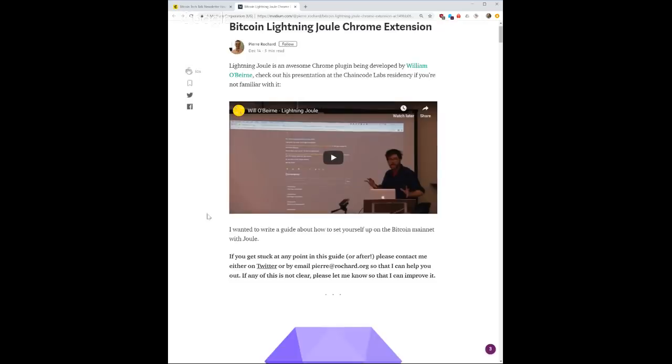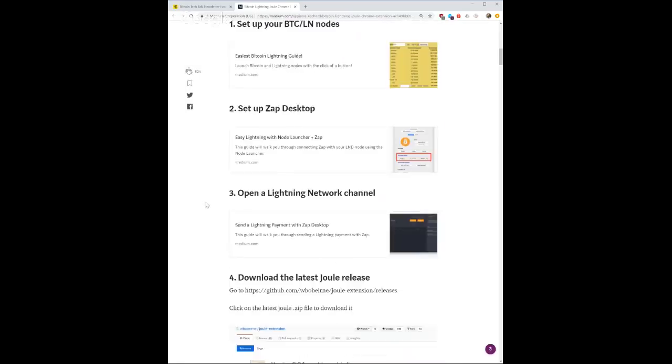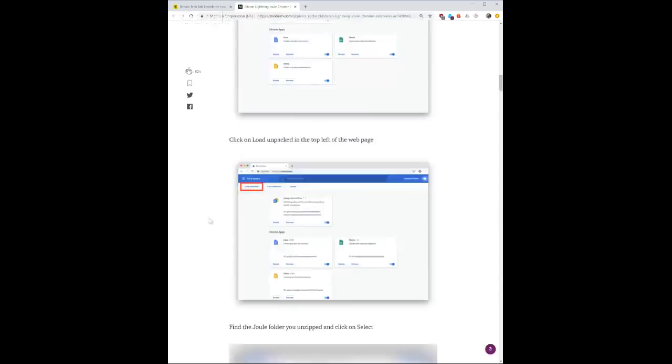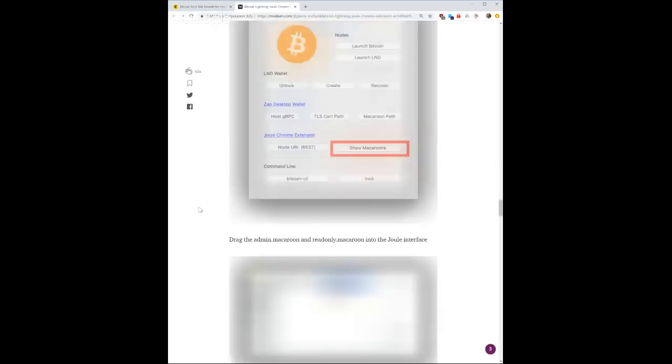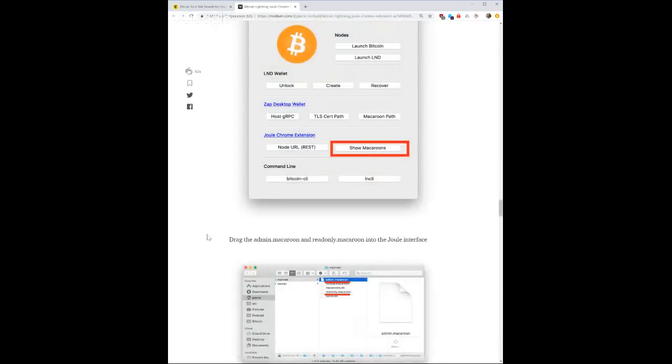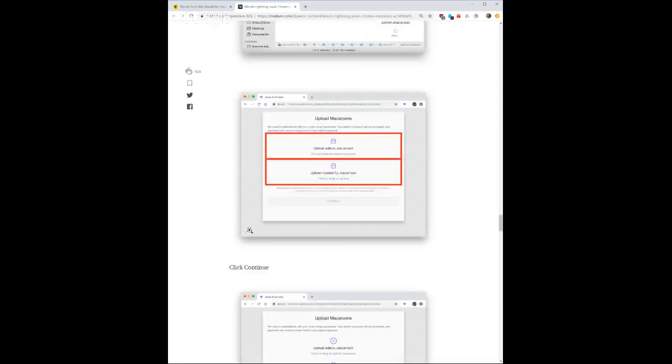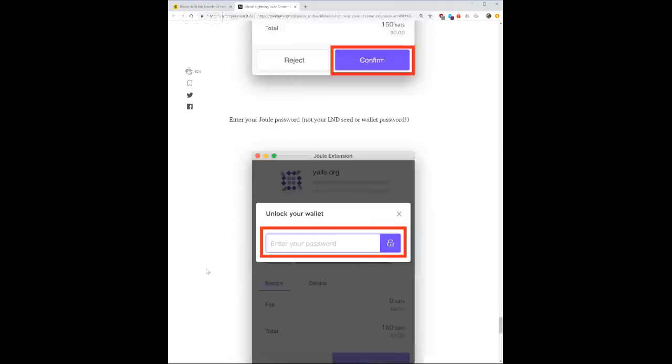All right. And if you want instructions on setting up Joule, Pierre Rochard has written up very thorough and easy to follow instructions on exactly how you can do this using his node launcher and so on. So I would encourage you, if you're interested in playing with Lightning even a little bit, or buying something from a Lightning store, or posting to yalls.org or whatever, that you do this.